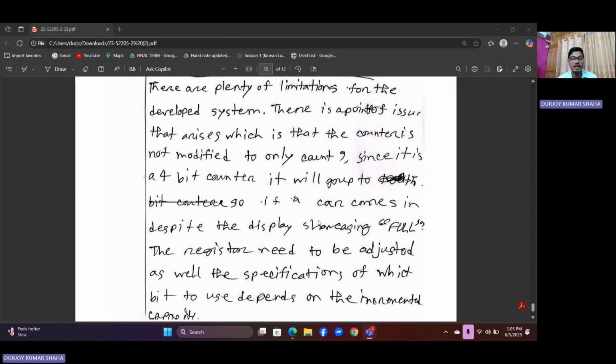So if a count comes in despite the display showing full, the sensor will increment the counter to a greater capacity. The counter needs to be of a higher bit width, and the number that is given to the decoder has to be increased accordingly. The registers need to be adjusted as well, as the specification of bits to use depends on the incremented capacity.